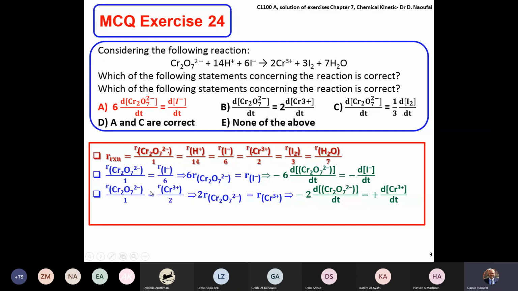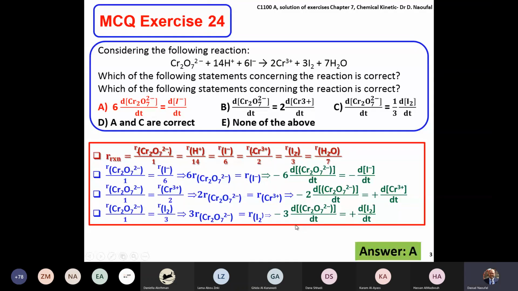We obtain also the relation between dichromate and Cr3 plus. In the same way, we obtain the relation between dichromate and I2. So according to the answers, the correct one is A: 6 times the variation of the concentration of dichromate over dt equals the variation of the concentration of I minus per time. So the correct answer is A.